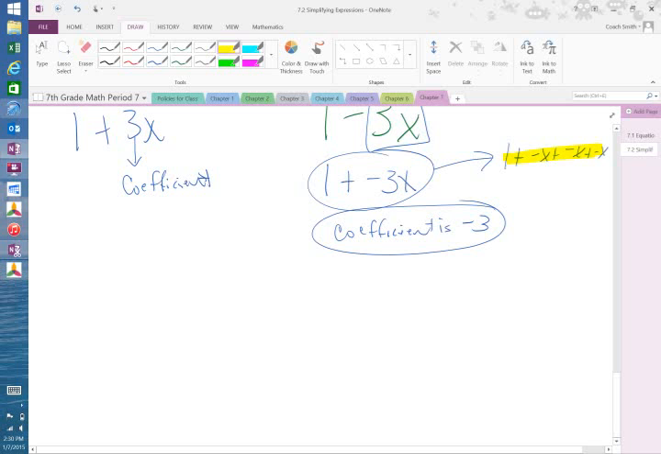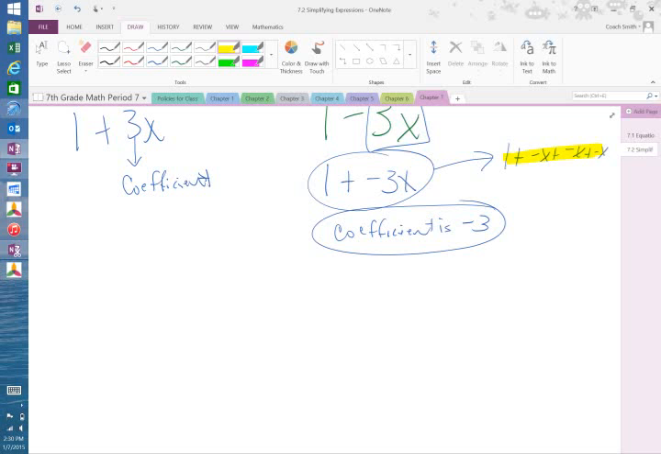Brandon, why did you get the negative from the 1 minus 3x? Because you have to change all subtraction to addition. That's the first thing. Because could you do 1 minus 3? You have to change it to addition. And when you change it, instead of being a positive 3x, it turns to a negative 3x.